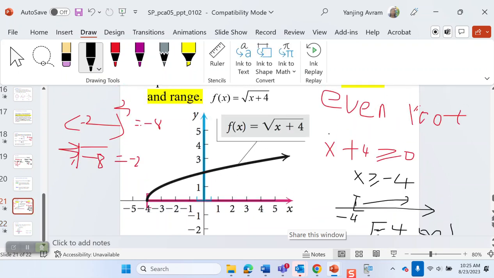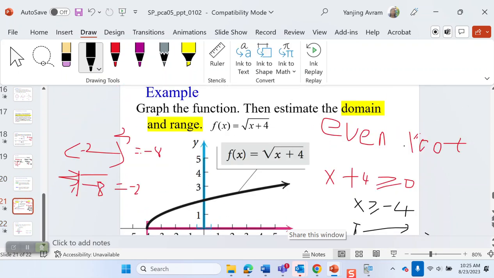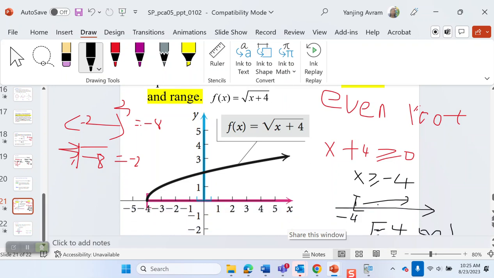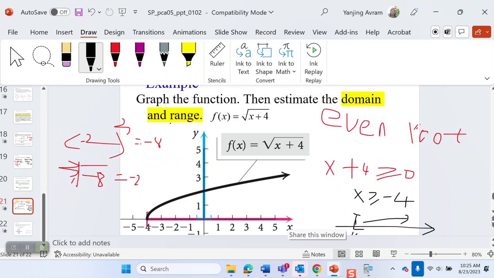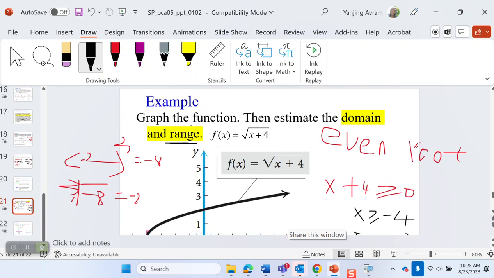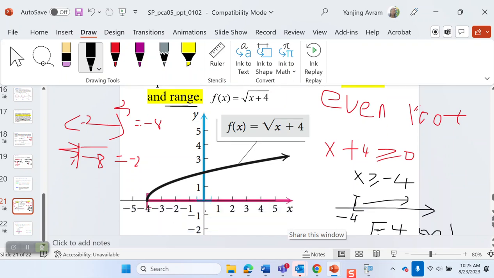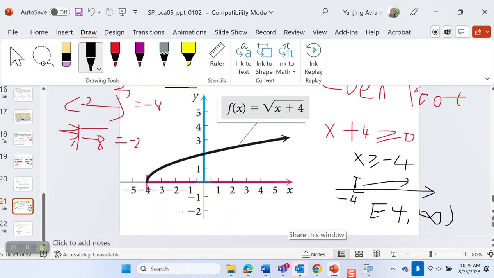All right, we can also look at the domain and range in here. What is a domain? Domain is the x value. So my domain here is -4 to infinity. And what is the range? Range is for the y value. So what is the y value in here for this graph? Can anyone tell me what is the range for the y?